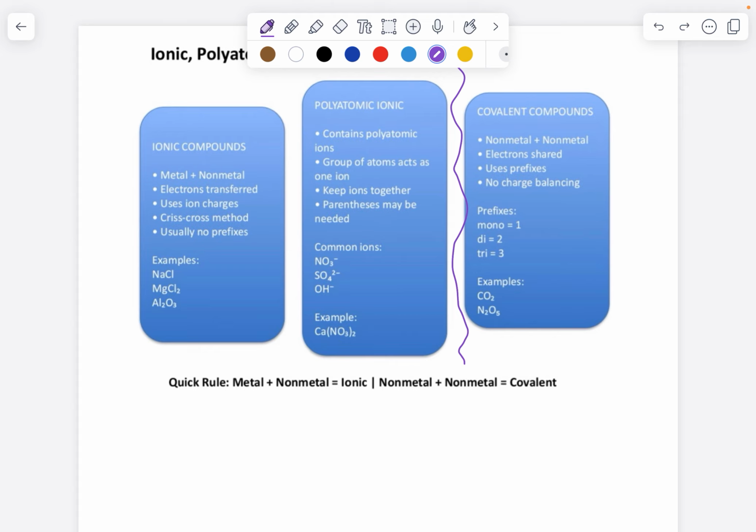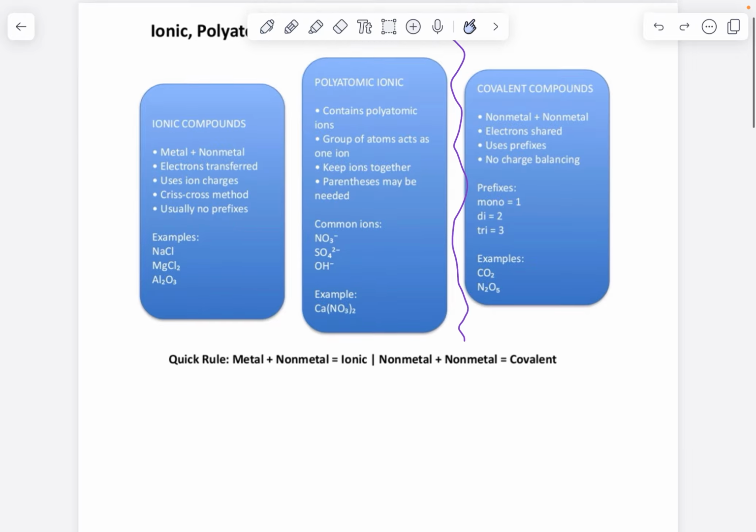Now for our covalent compounds, to identify these, you're going to look for non-metal and non-metal, right? Electrons are going to be shared, and you're going to be using prefixes for naming. And there's no charges, so don't worry about charges here. It's often a lot simpler. Let's get right into it.